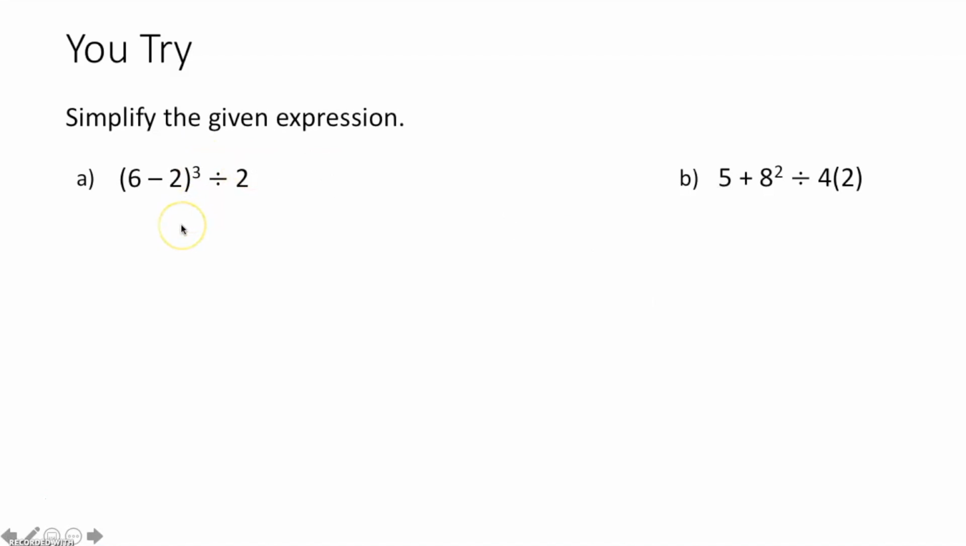Okay, so let's start with this one. Again, start with PEMDAS. Parentheses. Is there anything to do inside the parentheses here? Yes. Let's do what's inside the parentheses. So we go 6 minus 2, and we get 4.